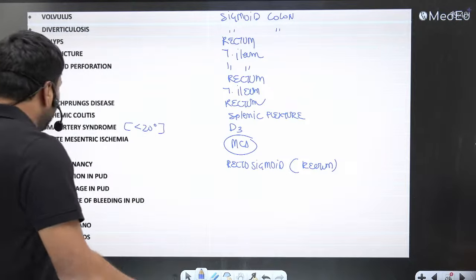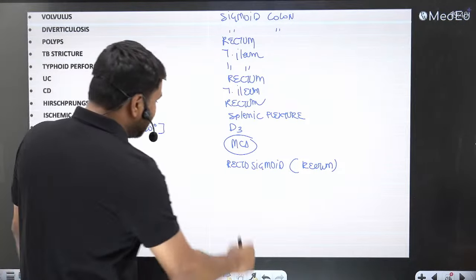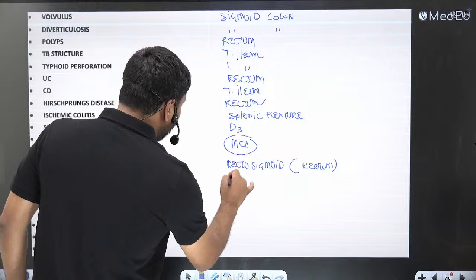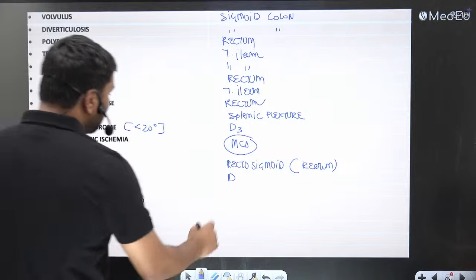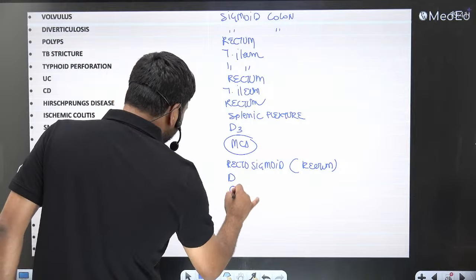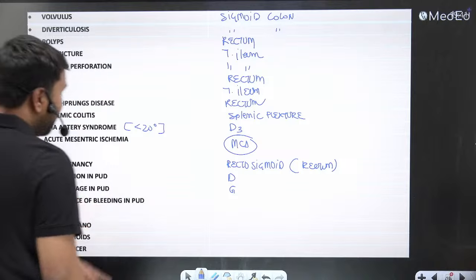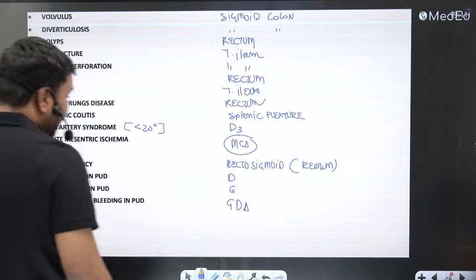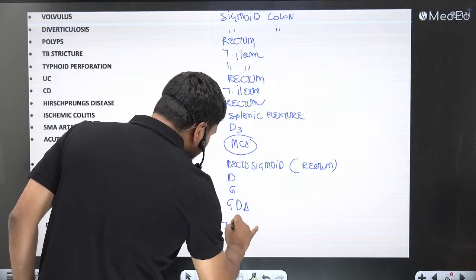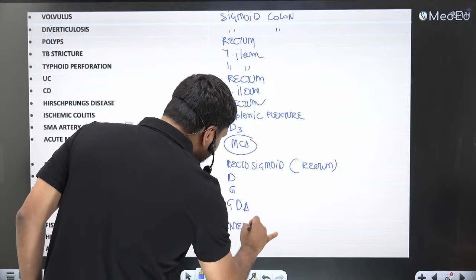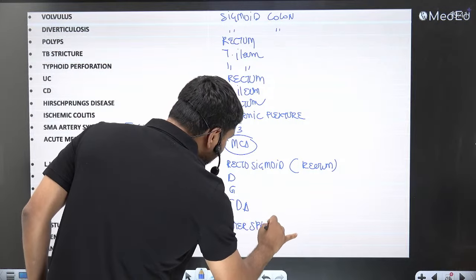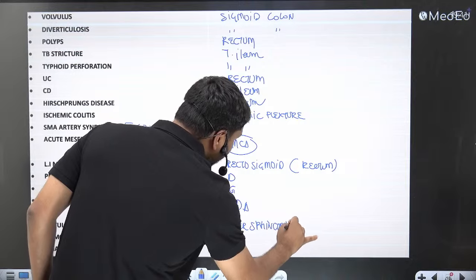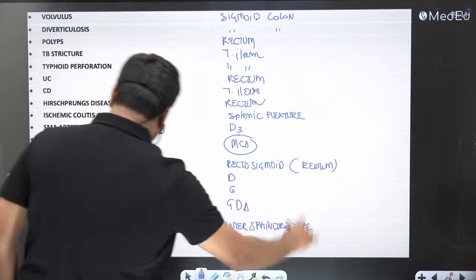Fair enough. Perforation in peptic ulcer disease, the most common site is going to be duodenum. Hemorrhage in peptic ulcer disease is going to be the stomach, that is gastric. Most common source of bleeding, gastroduodenal artery. Fistula in ano, most common type is your intersphincteric type according to your Parks classification.